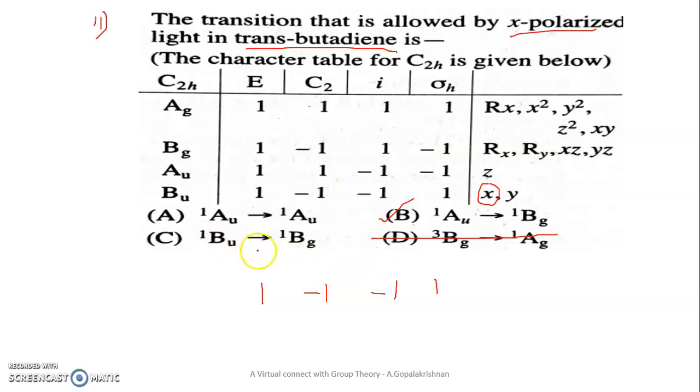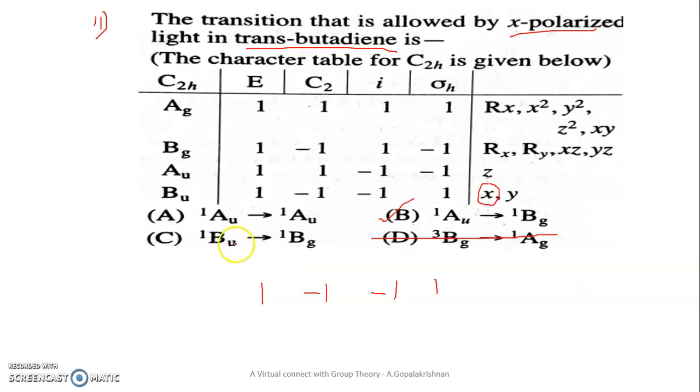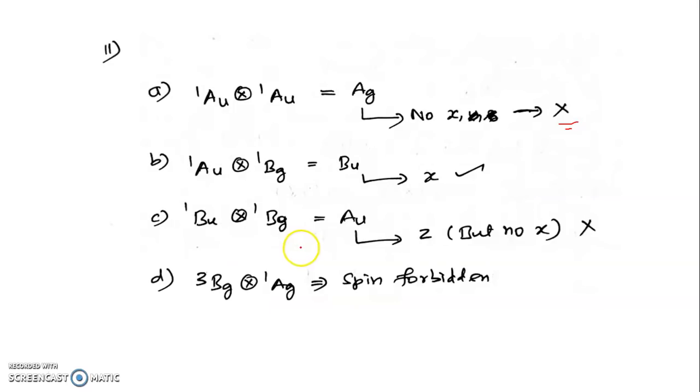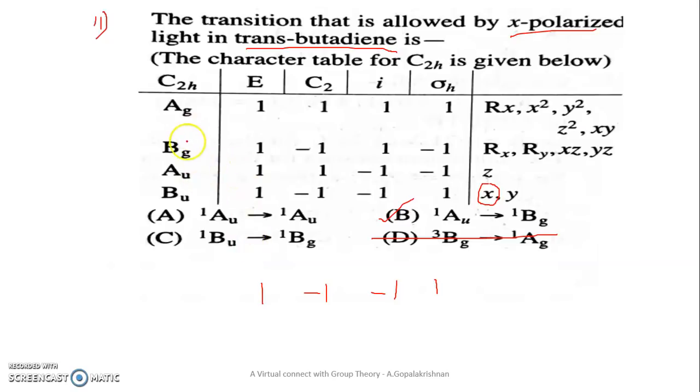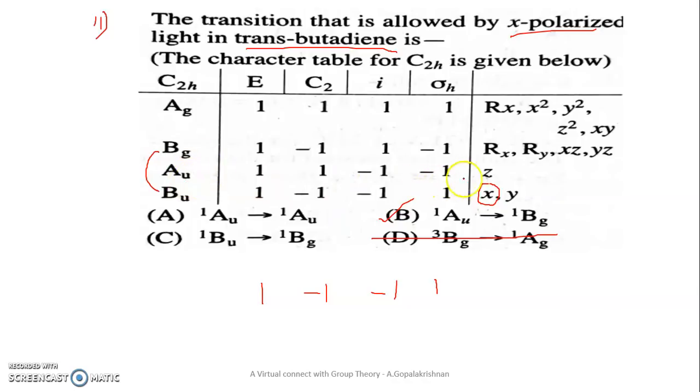Now we'll check option C also, right? In option C, what's the transition? BU to BG. If you take the direct product of BU and BG, what will we get? We'll get AU as the result. Now see, along AU in the third column we have Z. So this third transition is allowed by Z polarized light. Are you clear? Therefore the correct option is this.